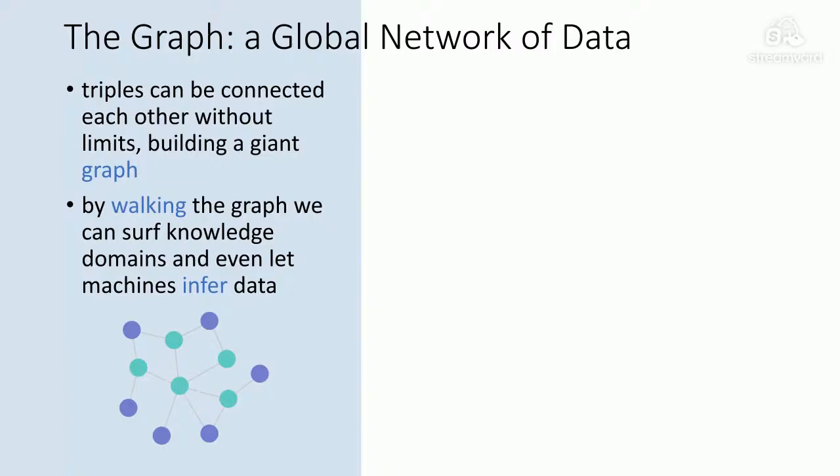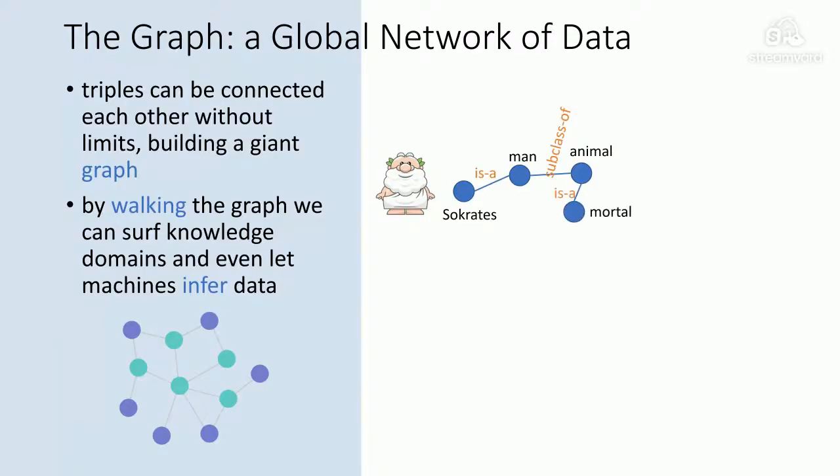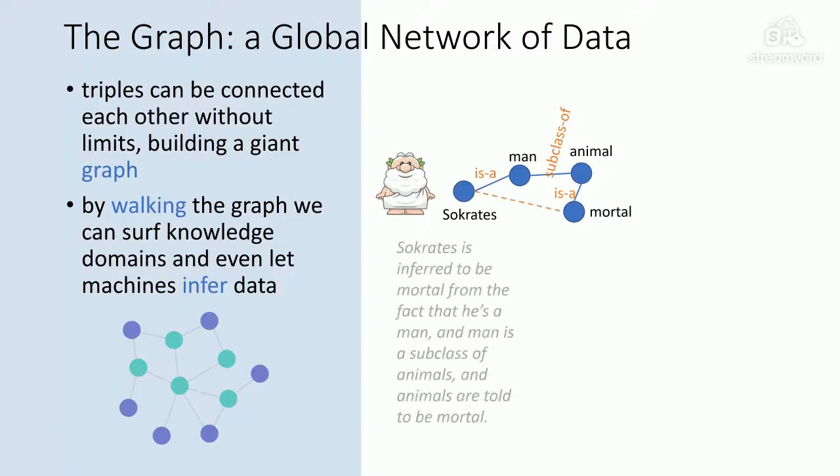So say we start from the Socrates node. He is a man. In turn, a man is a class of beings defined as a subclass of animals. And animals belong to the class of mortal beings. And from this fact, the machine can infer that Socrates is mortal, even if this is not explicitly said in the graph. Now, that's a trivial inference, but think of millions of nodes and of all the inferences and new connections which can be done from it.